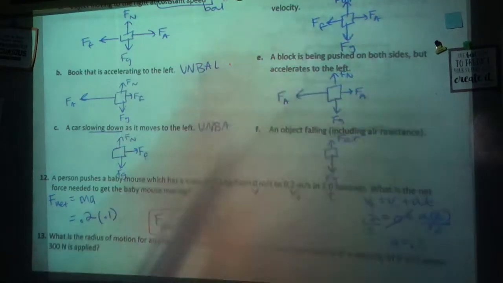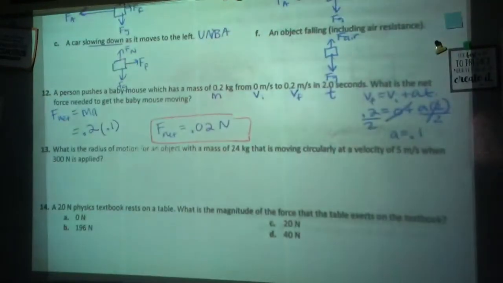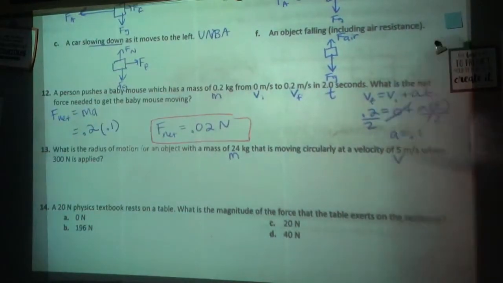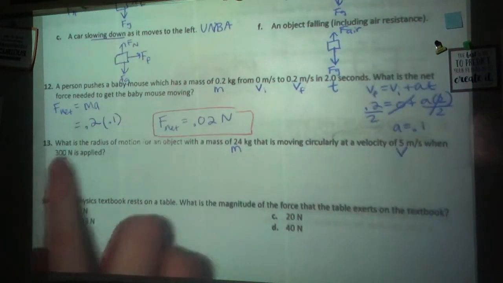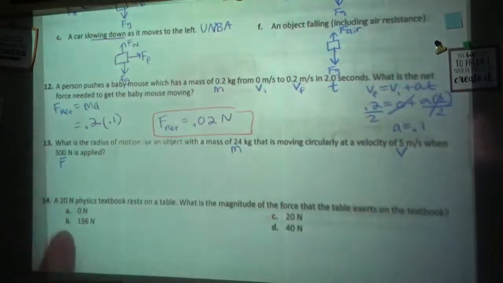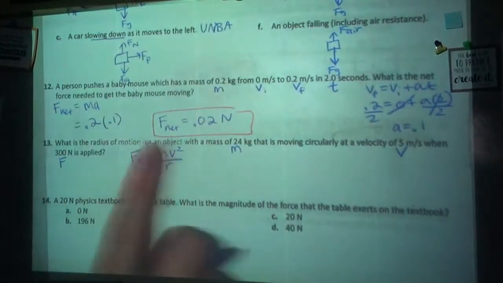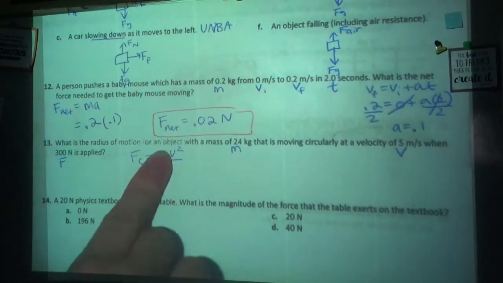Now number 13, we want the radius of motion for an object with a mass of 24, moving with a velocity of 5, and I have 300 newtons. It says newtons, so that means that is definitely a force. In this case, this is a force of something moving in a circle, so that is the centripetal force, which is mv squared over r. That is not on your equation sheet, but is just centripetal acceleration with a mass.